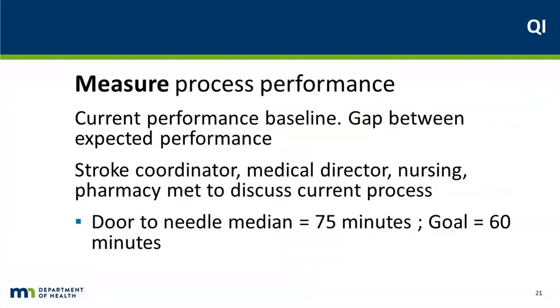The next step in the process is to measure. Measure process performance by assessing current performance baseline. What is the gap between expected performance and current performance? The program stroke coordinator scheduled a meeting to discuss the door-to-needle measure. They invited the medical director, nursing manager, and pharmacy to discuss the current performance and process. During this meeting, they continued to work through the DMAIC process.